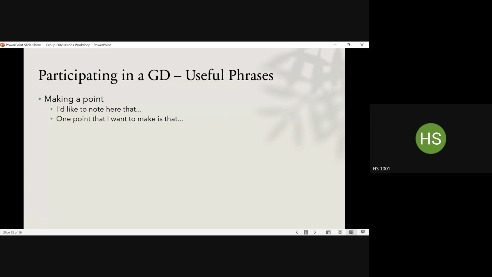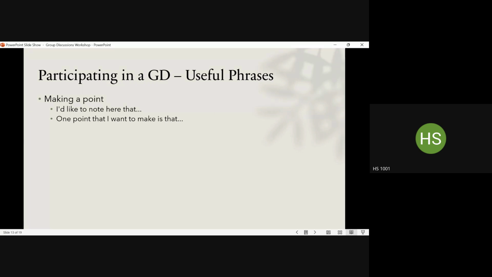When you want to make a point, you can say: I would like to point out, or I would like to note here, another point or one point that I would like to make is, I want to also invite your attention to the fact. All of these are ways in which you can make a point, right?